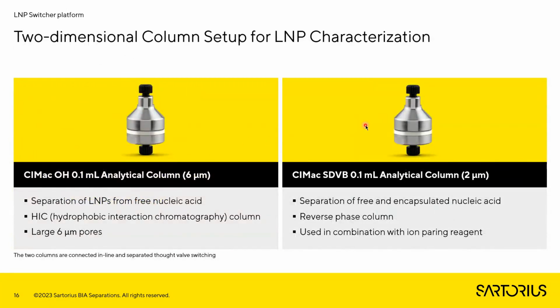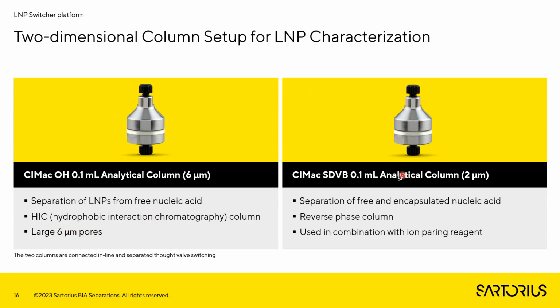So, 2 different column modalities. We use here 2 different columns. The first column in the row is our CMAC OH column, an analytical column, which is used for separation of lipid nanoparticles from free nucleic acids present in the sample. It's a hydrophobic interaction column with large 6 micrometer pores.